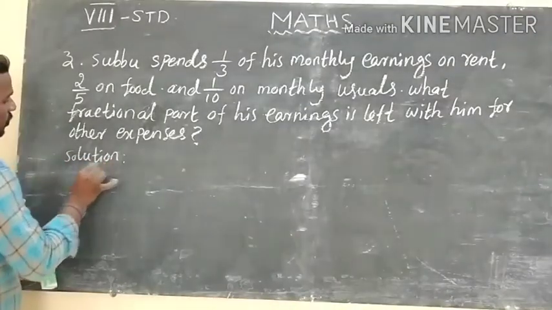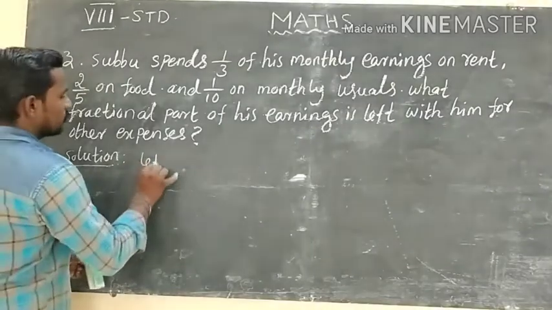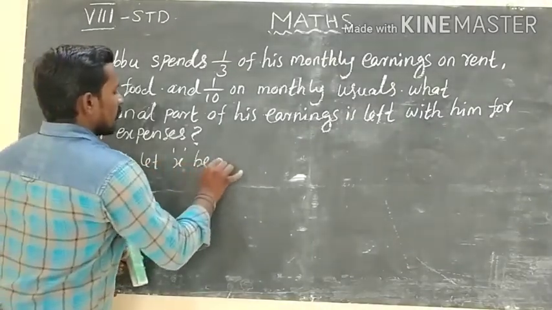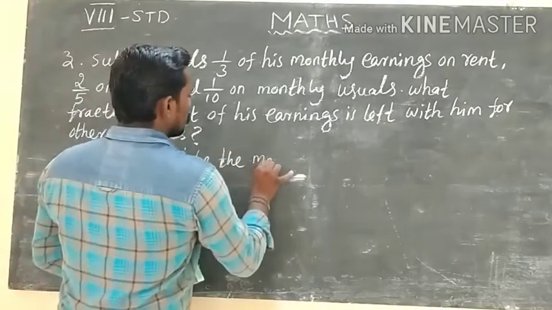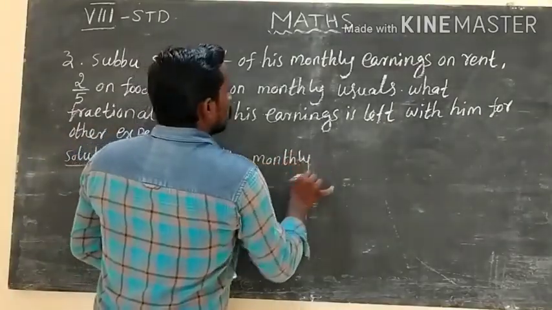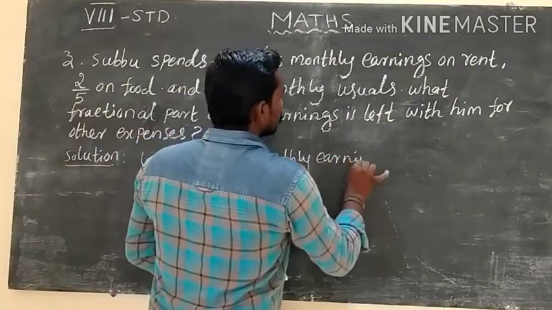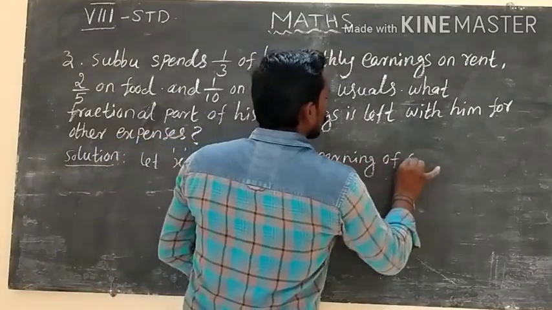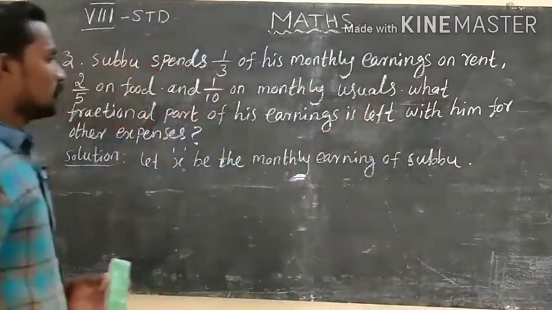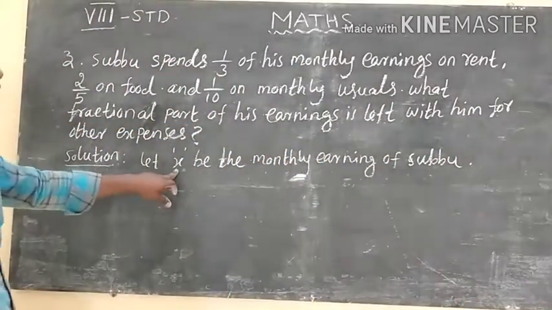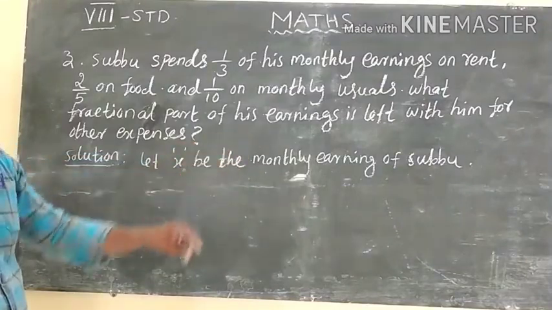Solution. Let X be the monthly earning of Subbu. Let this be our assumption. So X amount is the monthly earning of Subbu.